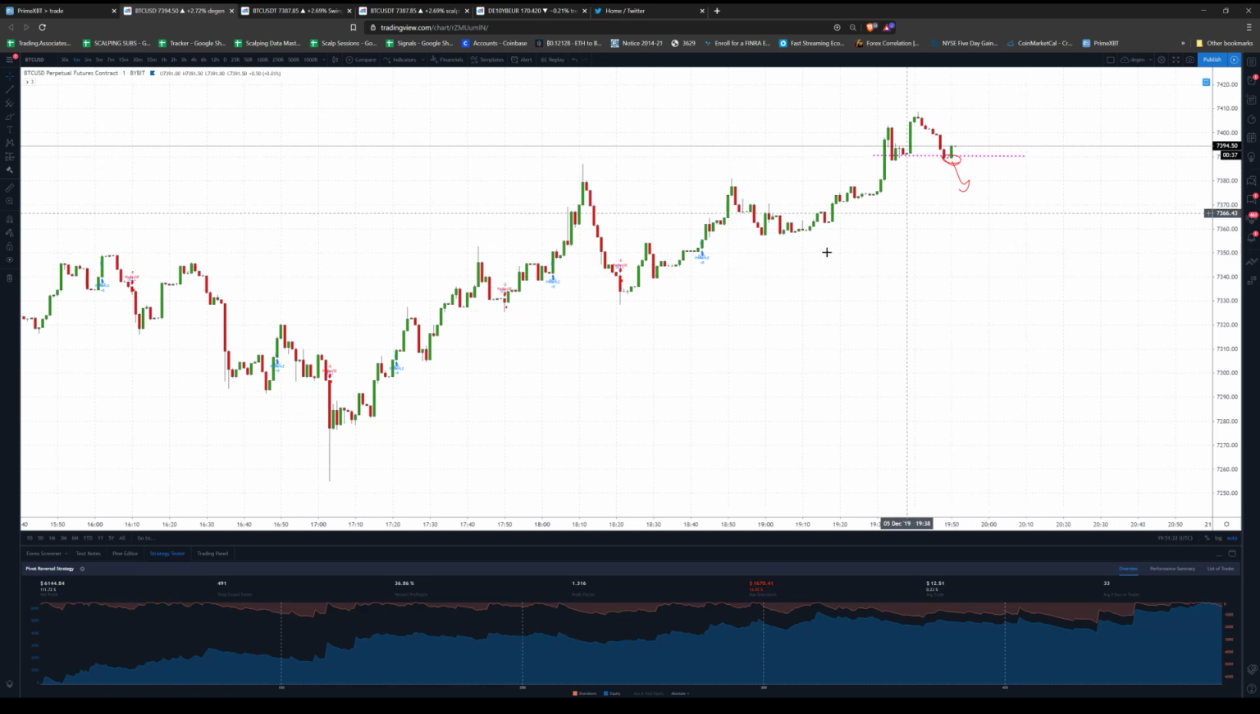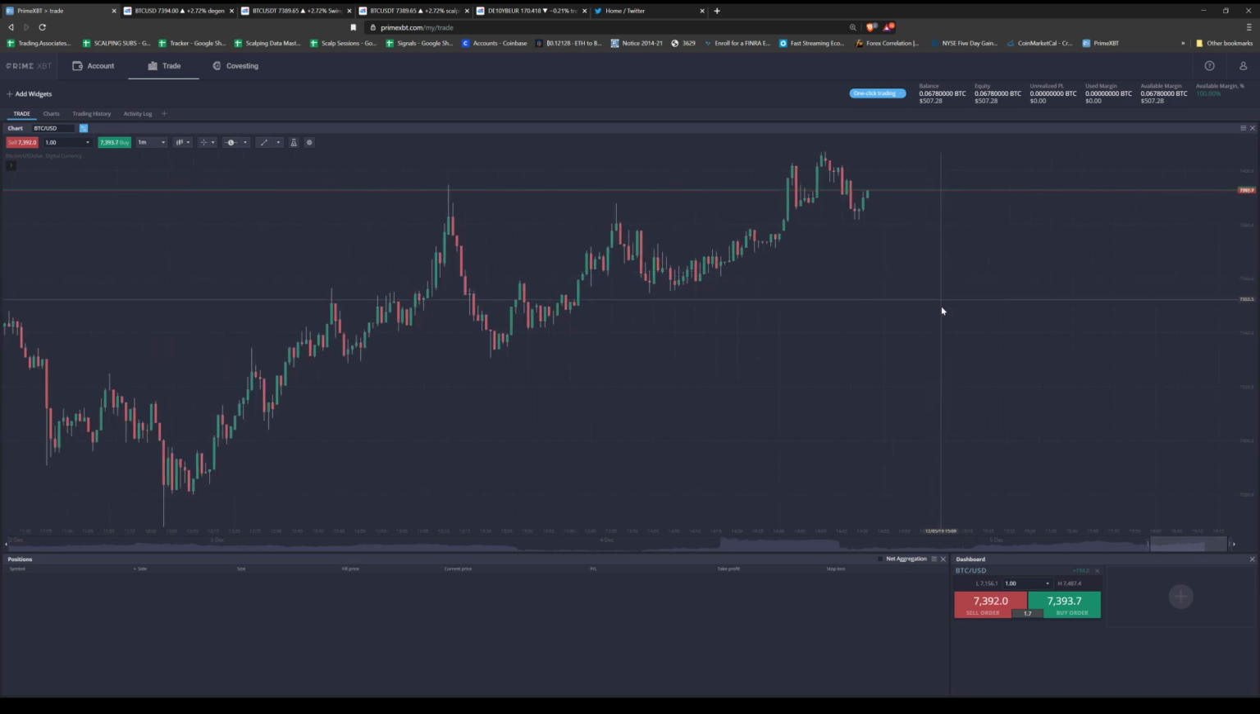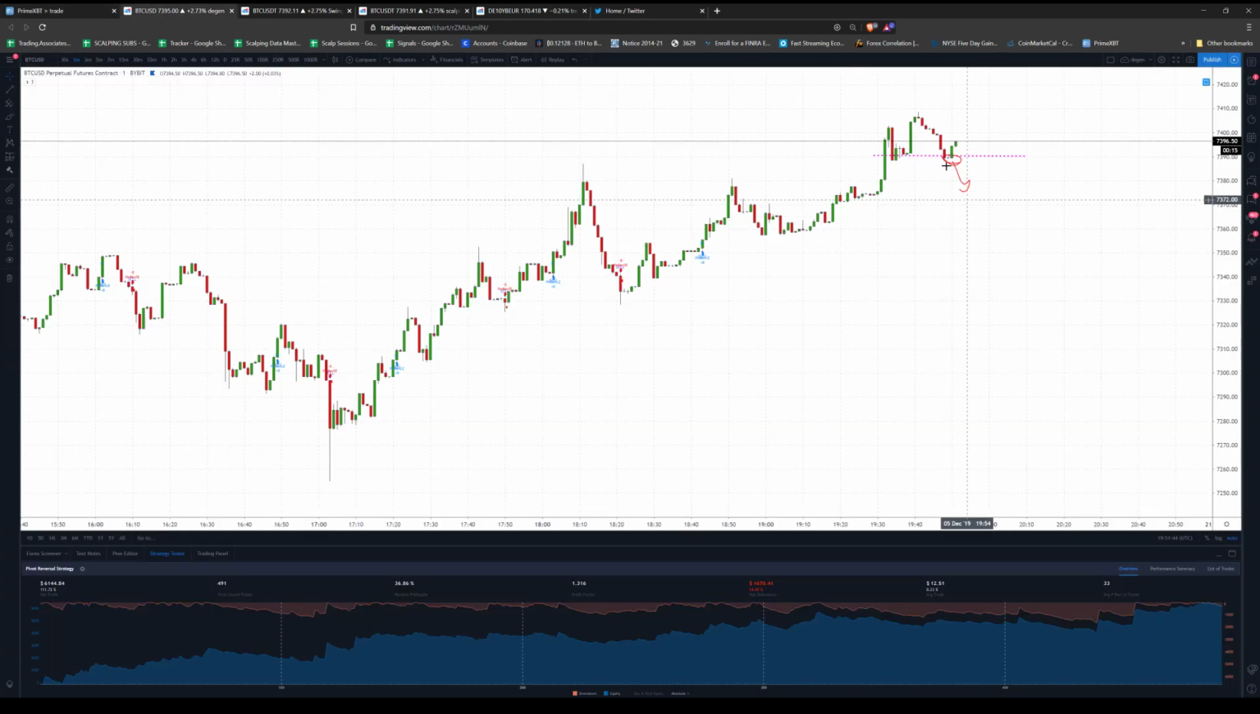And it didn't break the pivot. Why is the audio cutting out over and over again? This will be a pretty good long, depending on where it ends up flipping short. If it gets short at like 73.85, it'll be a decent long.